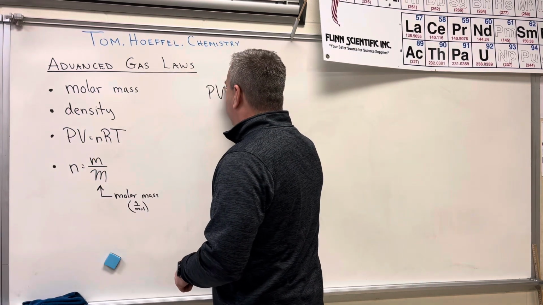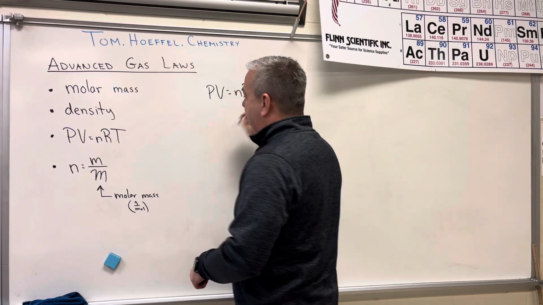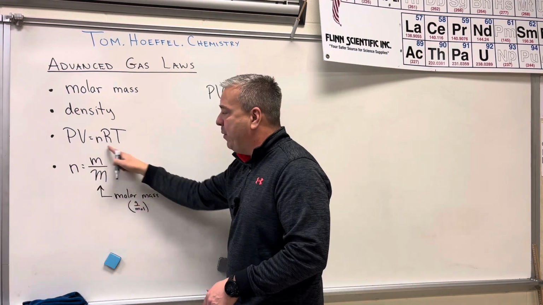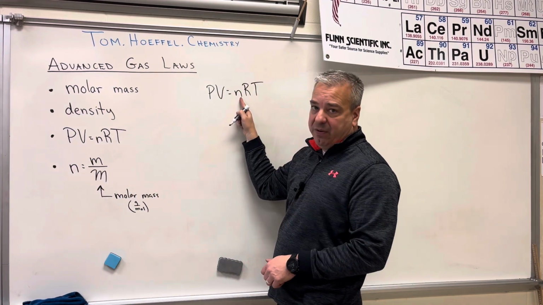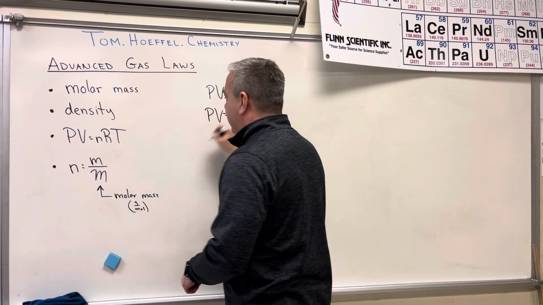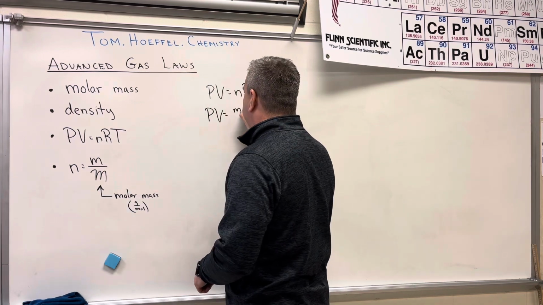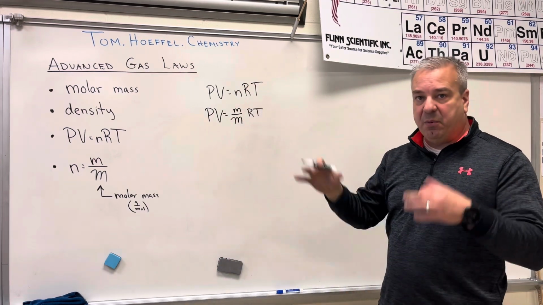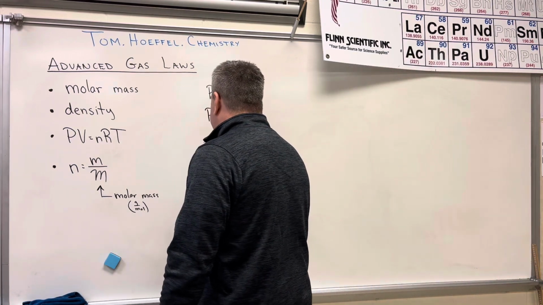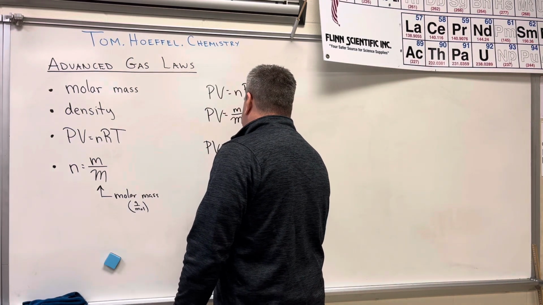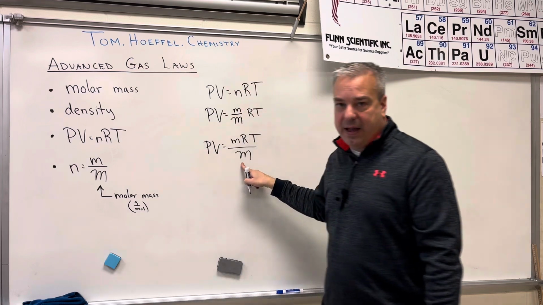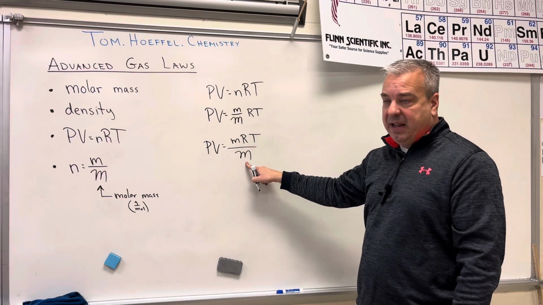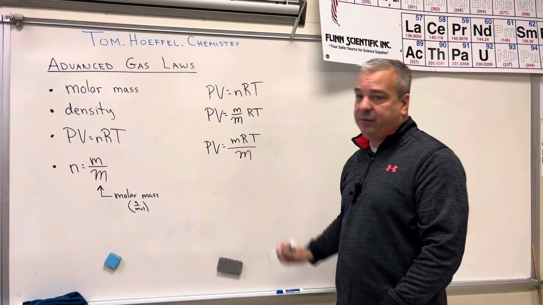So we're going to start out with PV equals nRT. And what we're going to do is substitute n right in here. So we're going to take m over cursive M and put it right where the n is. So PV is equal to m over cursive M times RT, and then we're going to do some simplifying. So PV is going to be equal to mRT all over cursive M, and remember cursive M is molar mass. And I want to solve just for the molar mass.